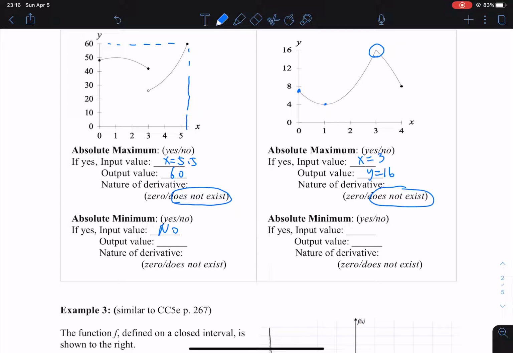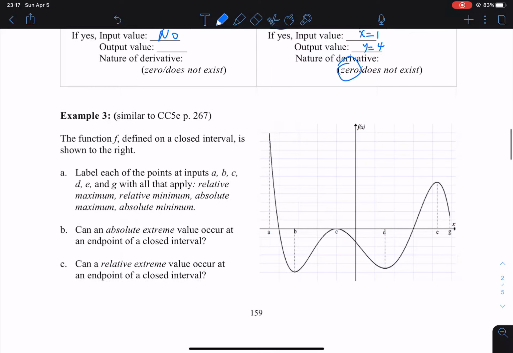For the relative minimum point, we want to know which one is the absolute minimum point. So we have to compare this one and the 2 endpoints, this one and that one. Which one is the lowest one? Actually, this one. So the absolute minimum point is x equals 1, and the output value is y equals 4. The nature of the derivative is 0, because we have a horizontal tangent line. And this is question number 2.